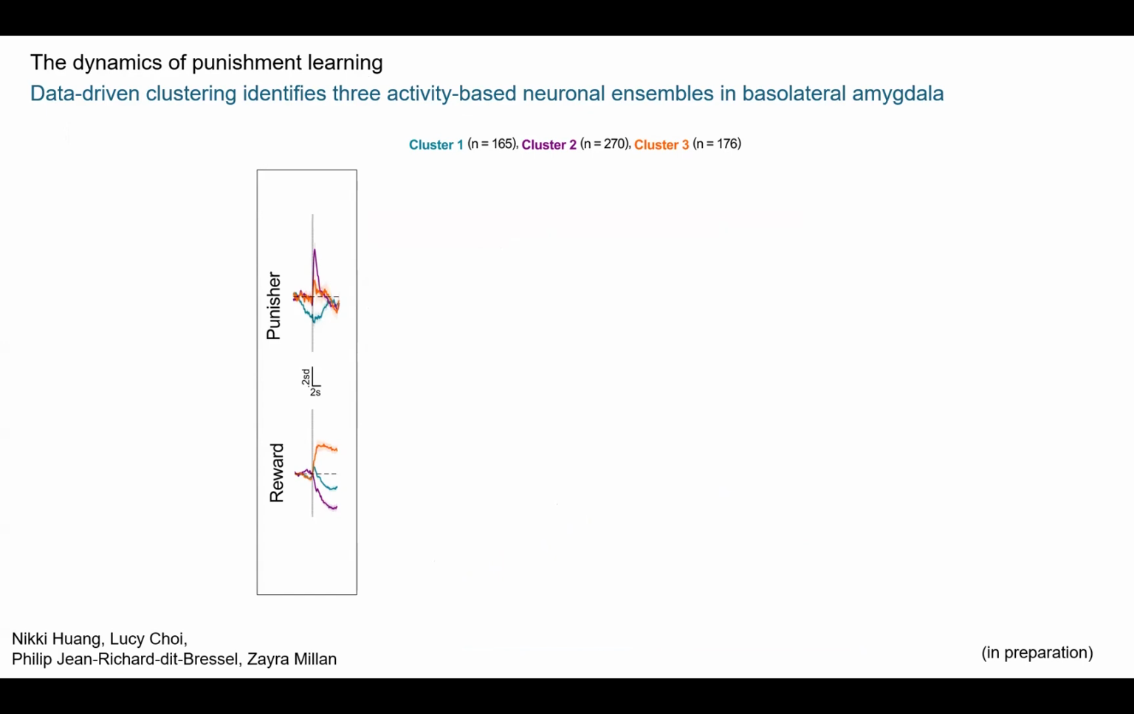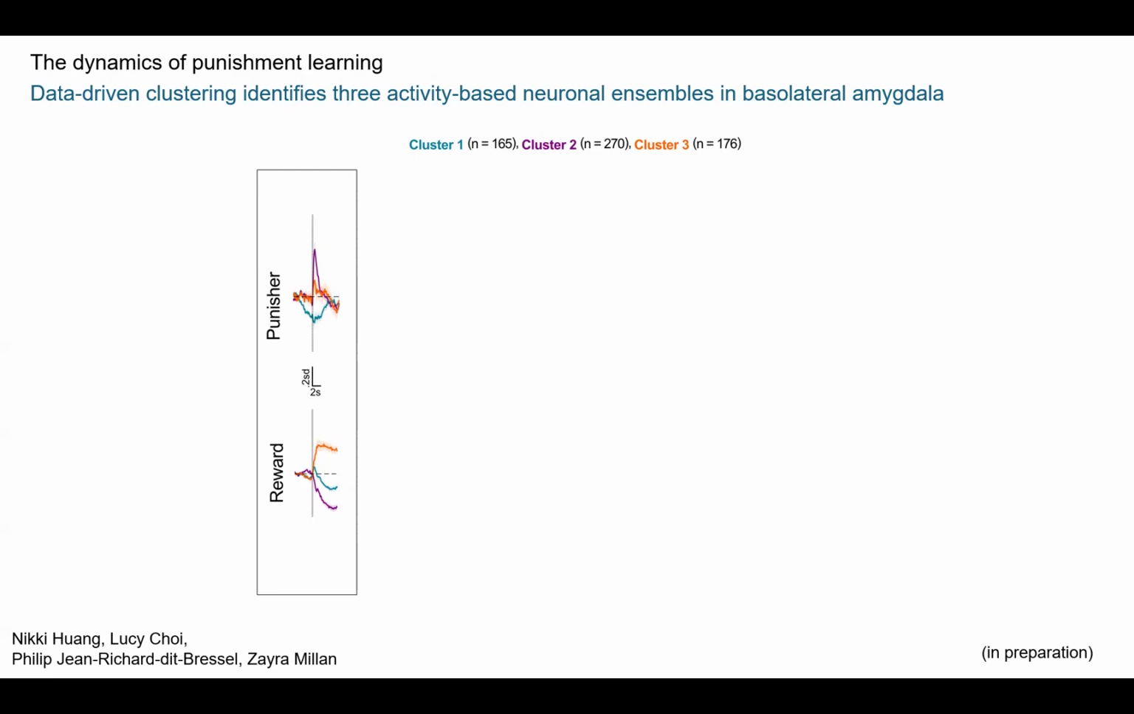The responses of those 3 clusters to punishment and reward are shown there. Cluster 1, which is light blue, teal, shows generally inhibitory responses to punishment, generally inhibitory to reward. Cluster 2 neurons show excellent excitatory responses to the punisher itself, but they're showing inhibitory responses to the reward. And cluster 3 neurons are showing excitatory responses to both. Okay. So there's quite a bit happening, even in just one of these regions in this task.